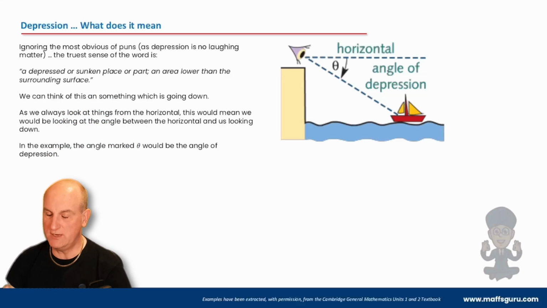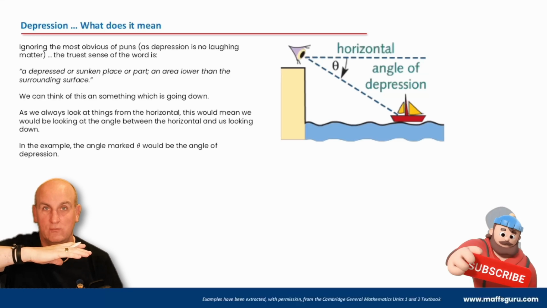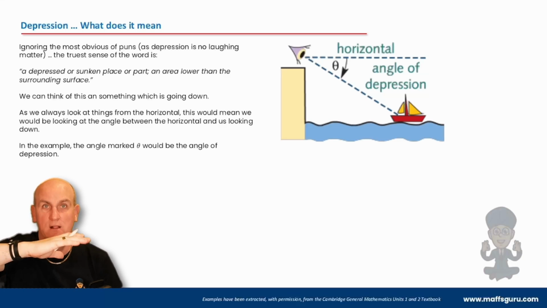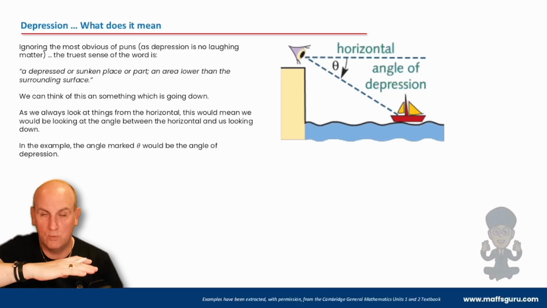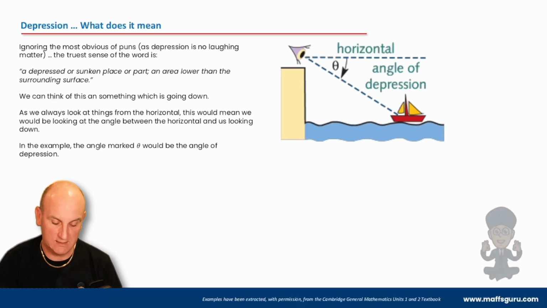Right. So depression really does mean getting down, and that's pretty much where it comes from. So rather than elevation, which means to start from horizontal and go up, depression means to start from here and go down. But it's always, always, always starting from the horizontal. And a great example here is standing on a cliff.